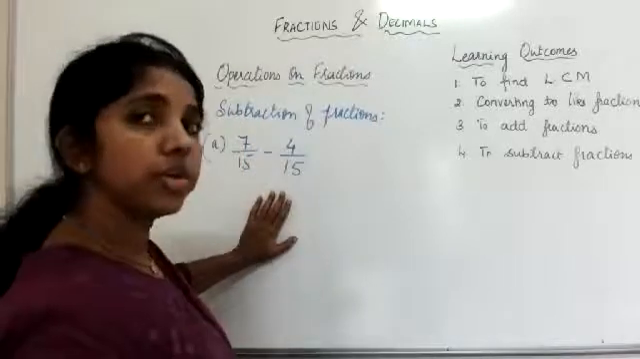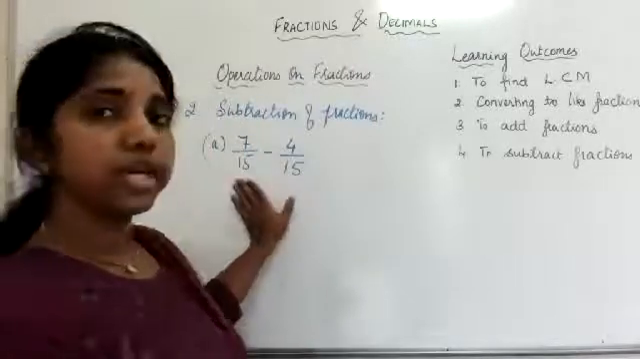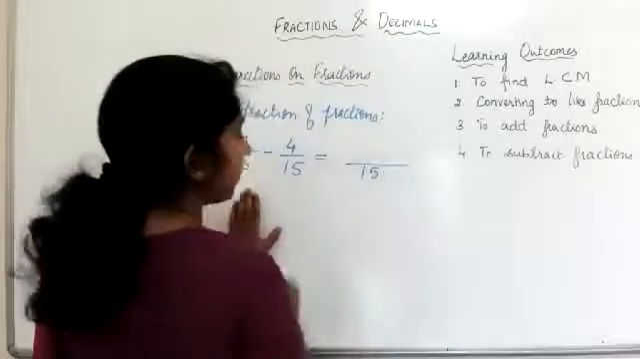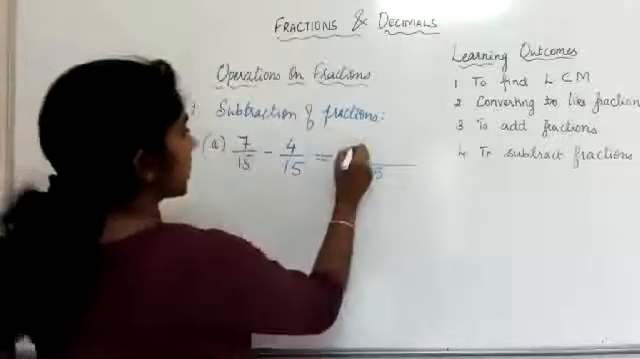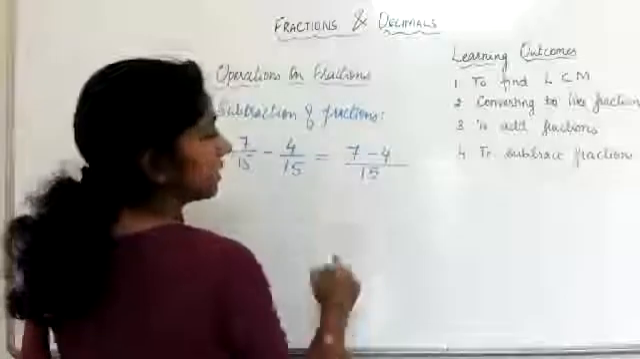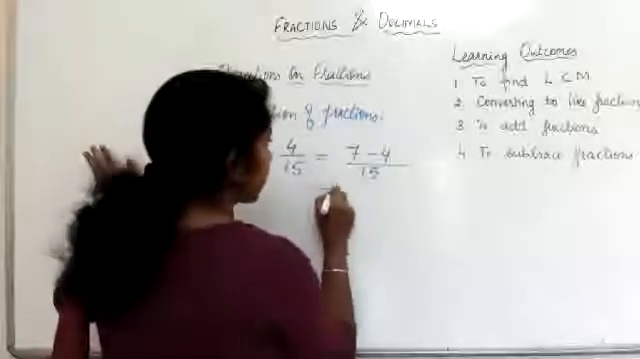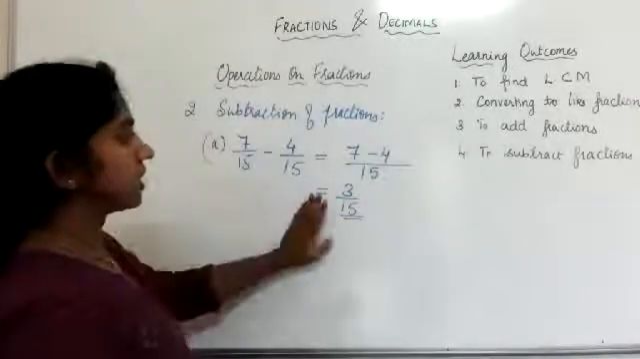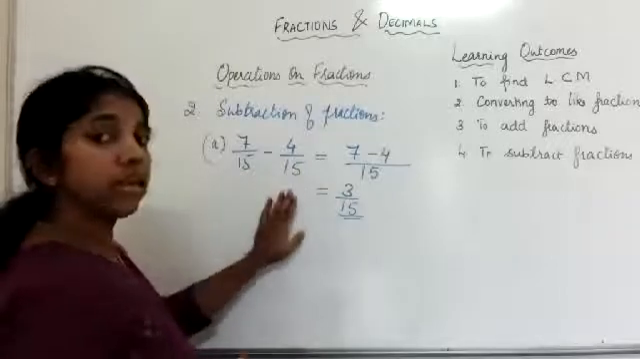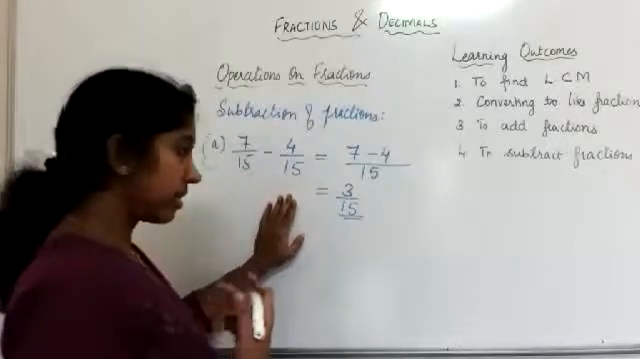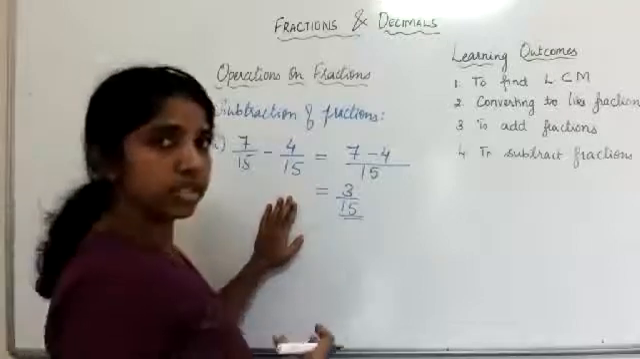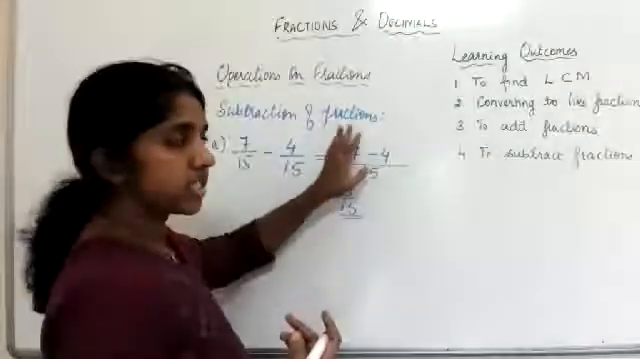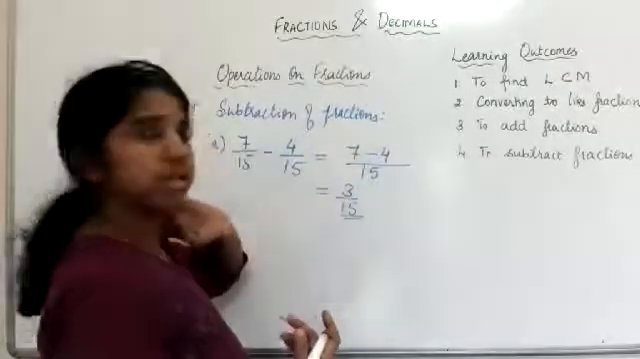Yes, similar to the addition of fractions. When the denominators are same, you write the denominators as it is, and just subtract the numerators. So 7 minus 4 is 3 by 15 is your final answer. That means when the denominators are the same, the fractions are like fractions. These two fractions are like fractions. You can keep the denominator fixed, just subtract the numerators and write the answer, that is 3 by 15.